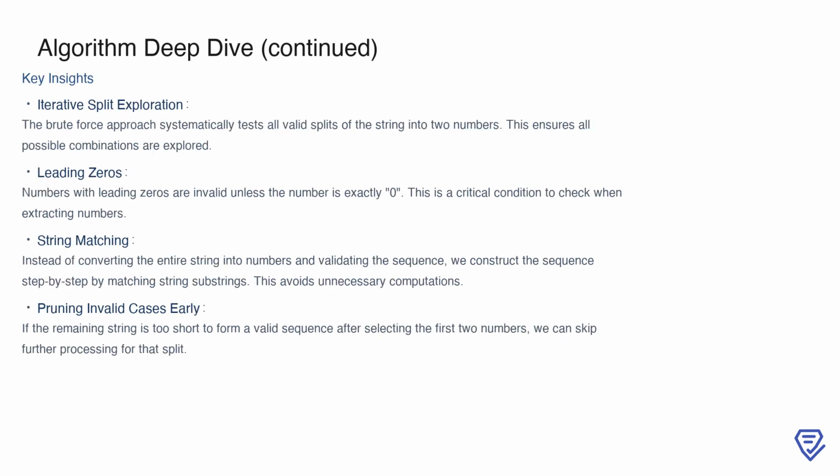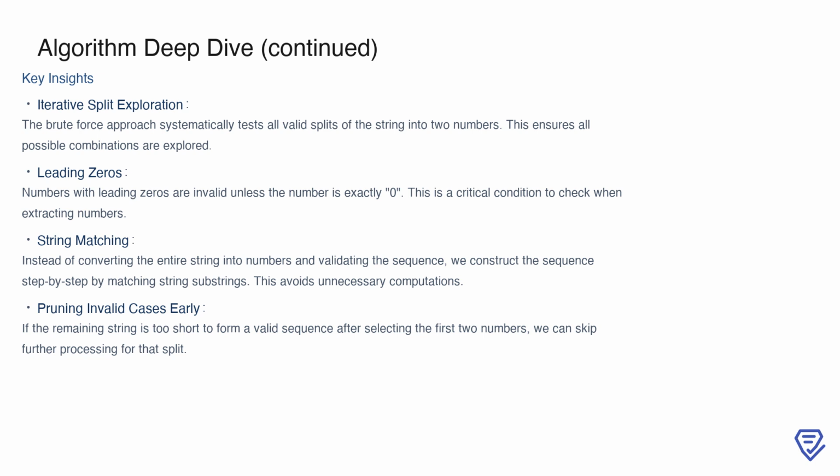This approach relies on several key insights to make the brute force exploration efficient. First, by systematically testing all possible splits of the string into 2 initial numbers, we ensure that no potential combination is missed. The condition that numbers cannot have leading zeros, except for the number 0 itself, is critical for validating the extracted numbers. Another important insight is that instead of converting the entire string into numbers up front and validating the sequence, we construct the additive sequence step by step by checking substrings of the string. This avoids unnecessary computations and ensures that we are verifying the sequence incrementally.